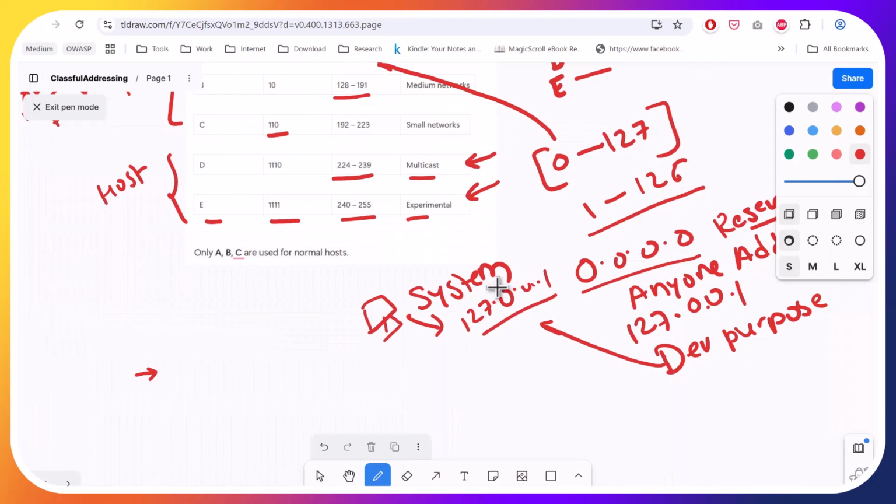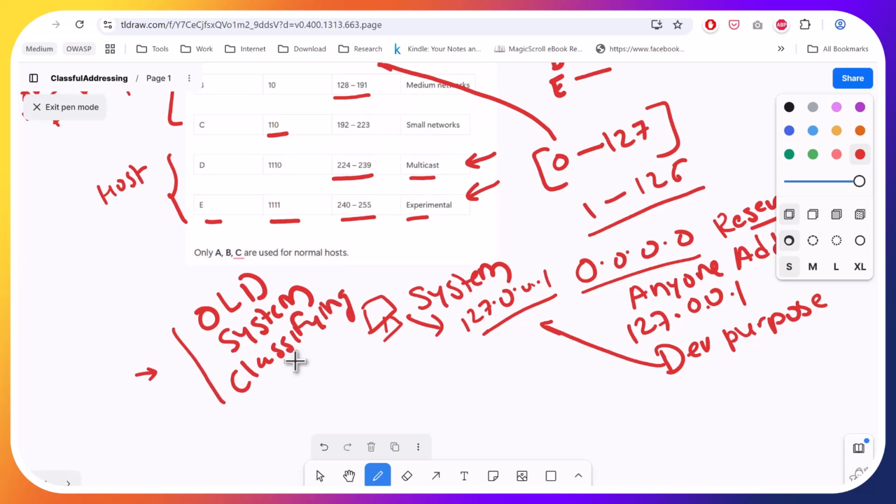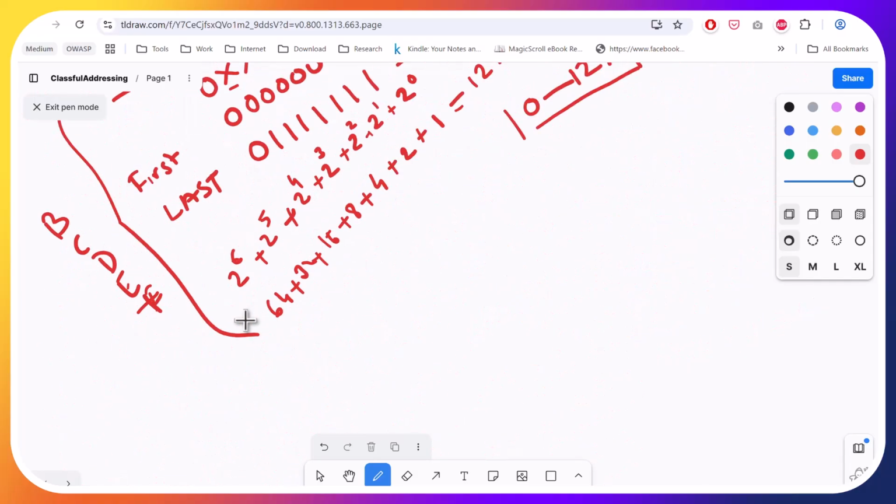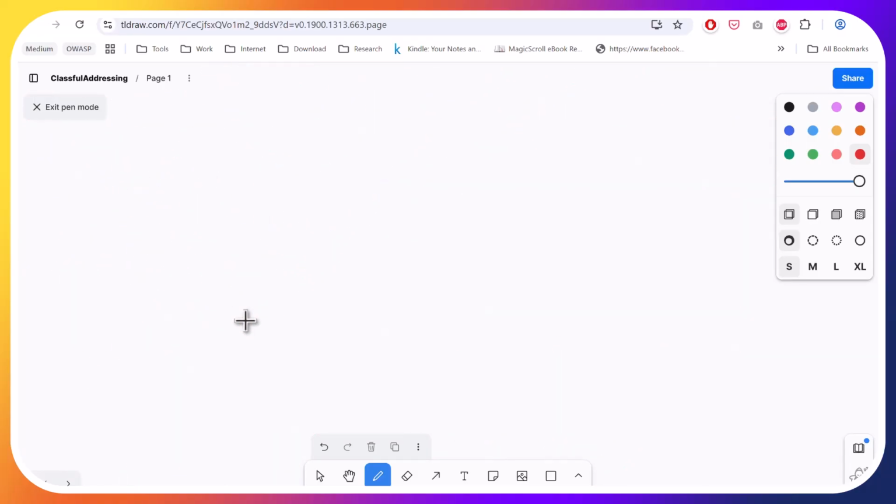One thing which I want to tell you is this is the old system of classifying addresses. Okay. Nowadays, none of the routers use this. Okay. Now we will use CIDR. Now why do we use CIDR? Because there are big problems with classful. Some problems are massive wastage of IP.